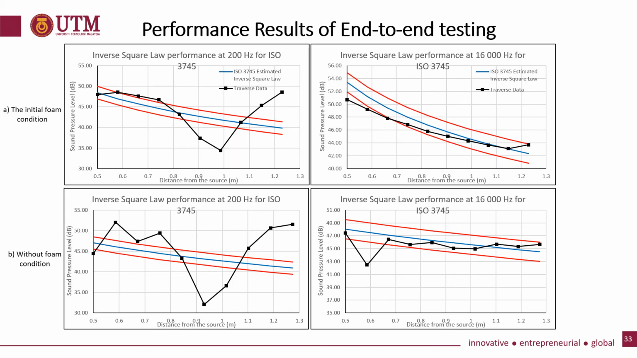Okay, here are the performance results of end-to-end testing. The results shown for the low frequency of 200 Hz in all four foam parameters show that the performance does not meet the inverse square law performance. It can be implied that the chamber or the foam used cannot absorb sound with low frequency. However, for the high frequency testing at 16,000 Hz, the chamber performance has shown that most of the foam parameters follow the inverse square law performance. Even though there are points nearer the sound source that are outside the limits, this can be due to the near field region of the sound source.